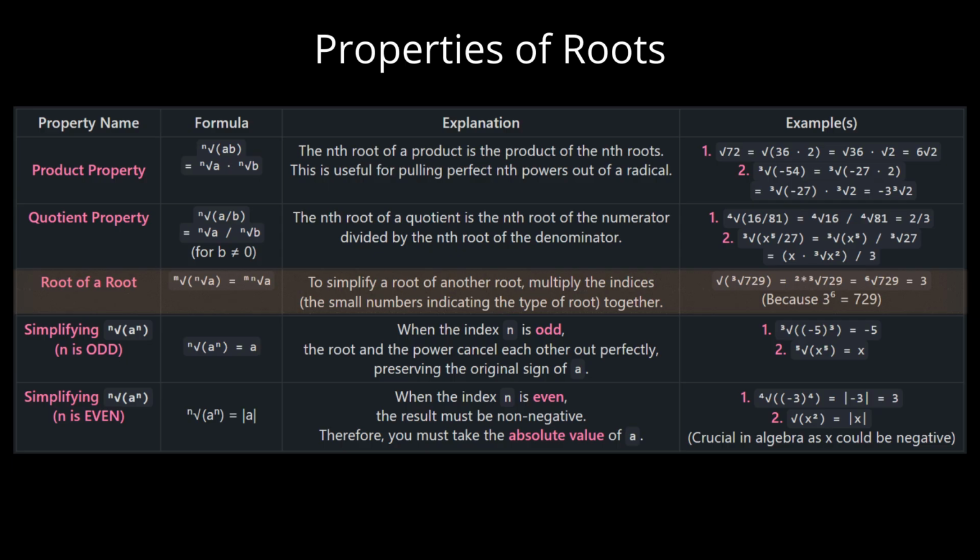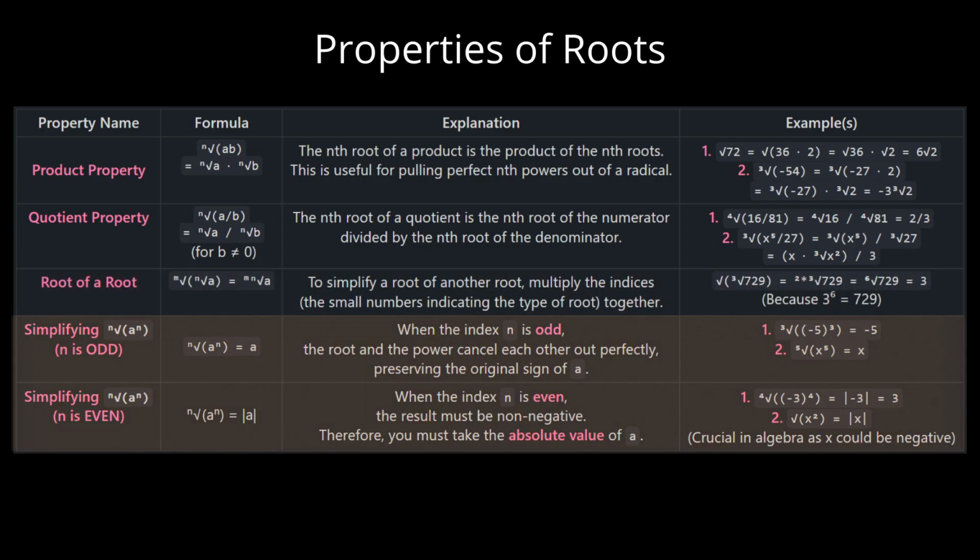Now for a cool one, the root of a root property. If you ever see a root inside of another root, you can combine them into a single root by multiplying their indices. The index is that small number that tells you what kind of root it is. For example, the square root of the cube root of 729 looks complicated, but we just multiply the indices. That's a 2 for the square root and a 3 for the cube root. 2 times 3 is 6. So we're really just finding the sixth root of 729, which is 3.